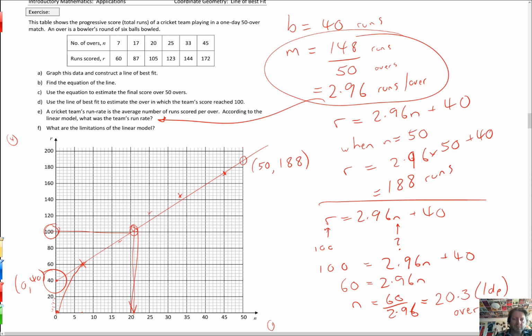They might have been really consistent here, and it looks like they were consistent here, but clearly they had a big start. So for a question like the limitations of the linear model, I always think about, look, we don't know anything that happens beyond. Maybe it tapers off, and we don't know what happened before the first result. I'm happy with my linear model between my first and last numbers. Between 7 overs and 45 overs, I'm happy. Beyond that, I'm not promising anyone anything.